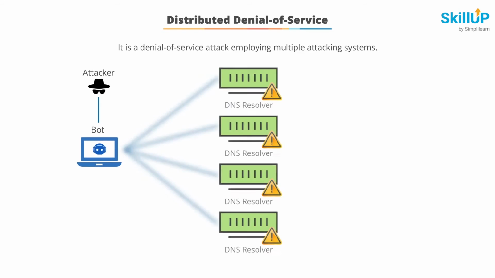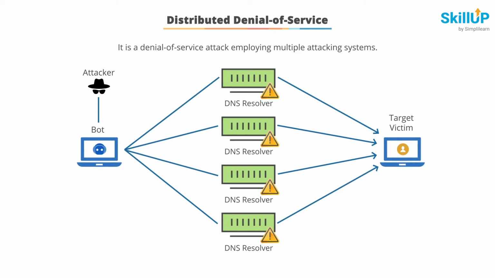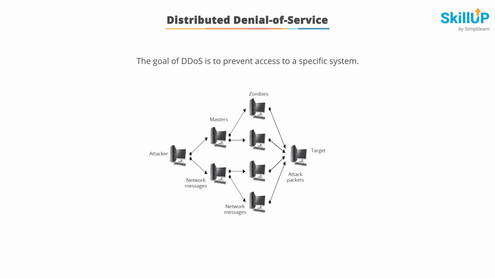Let's talk about a distributed denial of service. A DoS attack that employs multiple attacking systems is known as a distributed denial of service. The goal of a distributed denial of service attack is also to deny the use of or access to a specific service or system. A network of attack agents, sometimes called zombies, is created by the attacker to launch the attack.